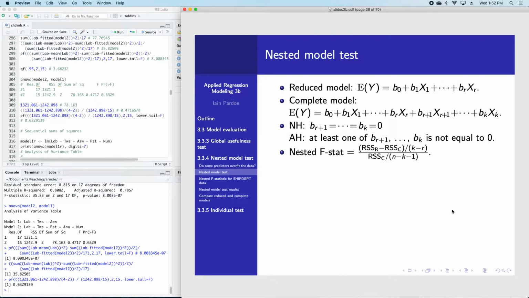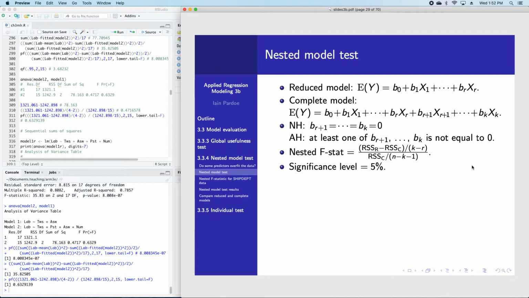The nested F statistic is given by this formula, and the idea is that it's going to be a large number if RSSR is a lot larger than RSSC, and that's going to allow us to reject the null hypothesis, which means that we favor the complete model. On the other hand, if the nested F statistic is a small number, and that would happen if RSSR was just a little bit bigger than RSSC, then we won't be able to reject the null hypothesis, and we're going to favor the reduced model.